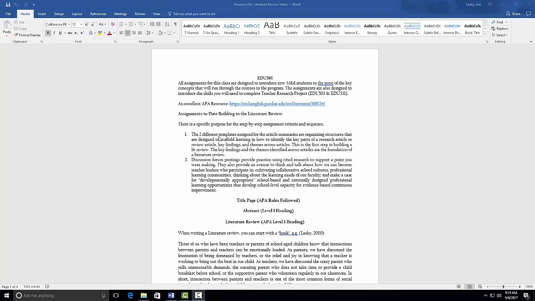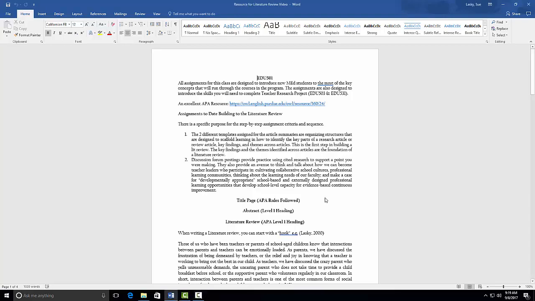So the two different templates are organizing structures that really help you focus on what is the purpose, what are the key findings, and what are the themes that run across the articles. The discussion forum postings themselves were designed to give you focused practice on citing research to support a main point that you want to make, which is what you will be doing in your lit review.